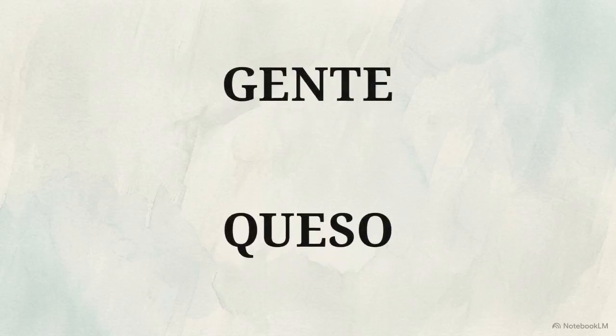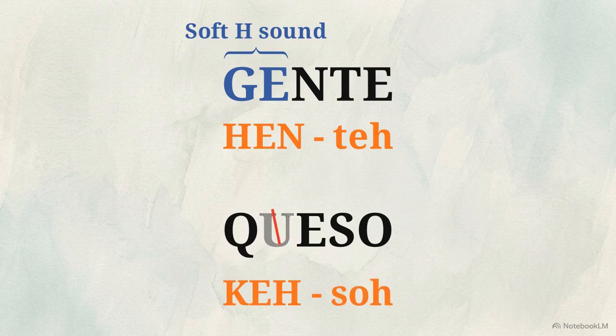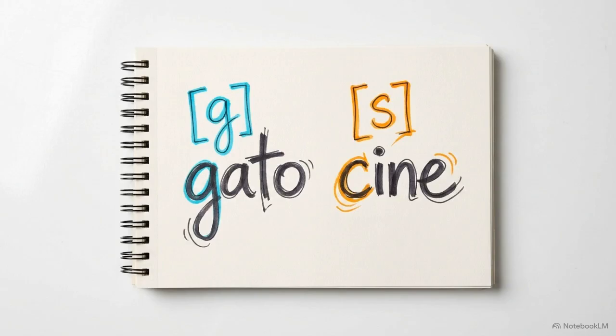Let's test those rules. Here are 2 words on screen. Pause the video and try to pronounce them out loud using the vowel and consonant rules we just covered. Here is the breakdown. The first word is gente. The G is followed by an E, giving it the soft H sound. The second word is queso. The QU pattern silences the U, leaving us with a pure K sound. You are now decoding Spanish words using phonetic rules rather than relying on guesswork.